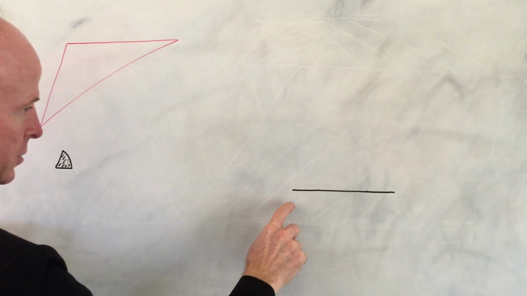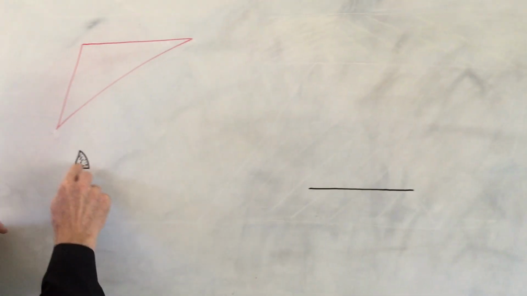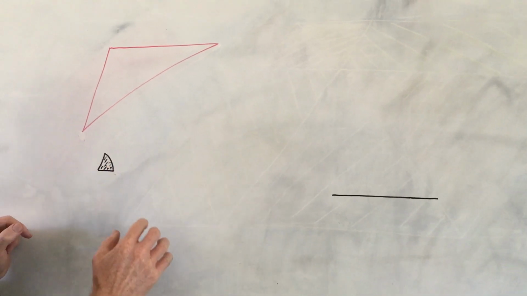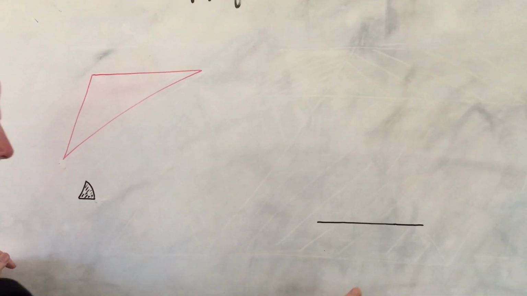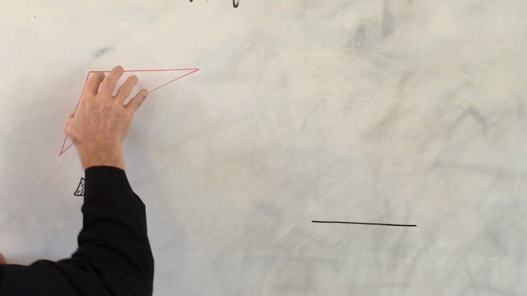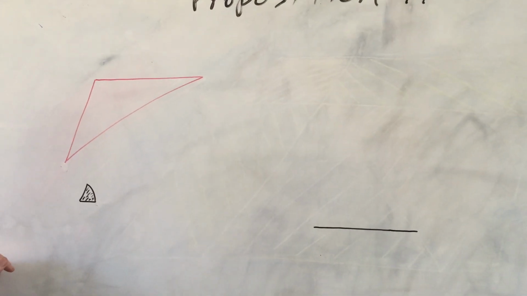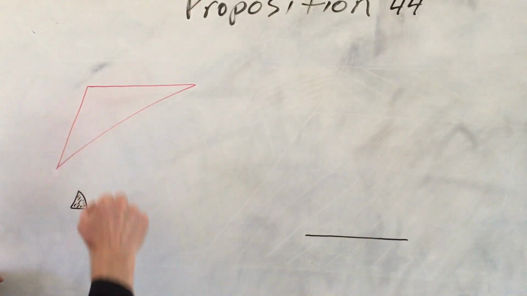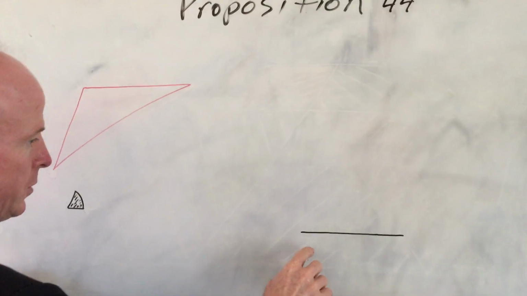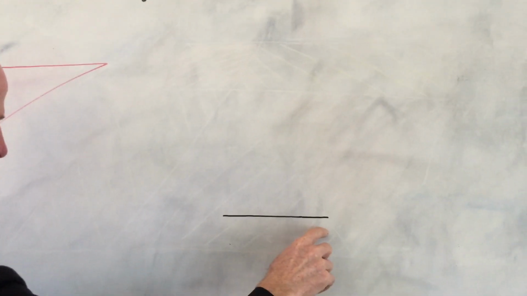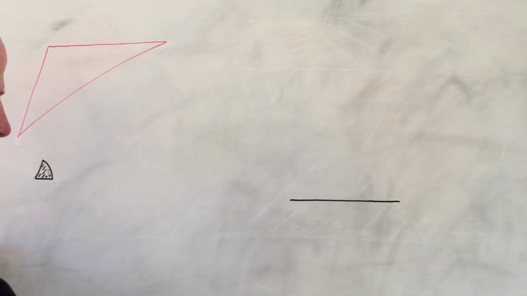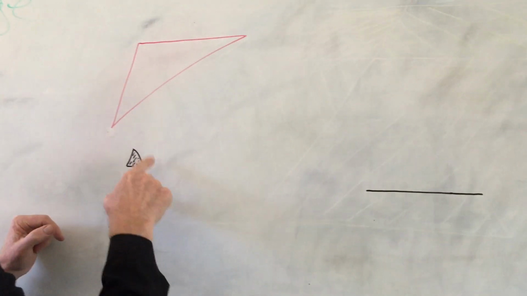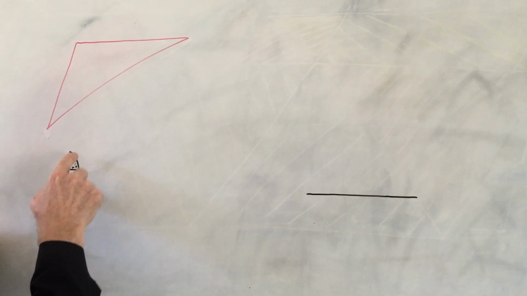The enunciation states, to a given line, in a given angle, to construct a parallelogram on that line, equal to a given triangle, okay? Here's our line, here's our angle, here's our triangle. Thus it is required to apply to this line a parallelogram that has an angle equal to this angle and the area equal to this triangle.